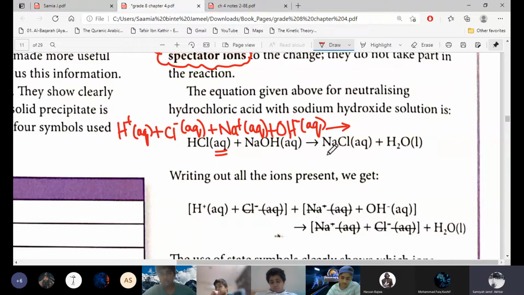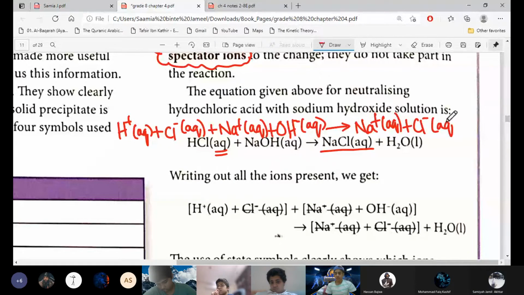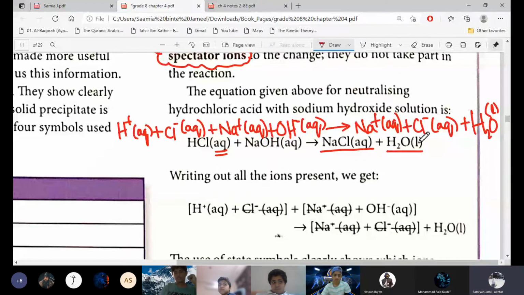After the arrow, NaCl aqueous. It's an ionic compound, so it will split: Na positive aqueous plus Cl negative aqueous. Plus this H2O, it will not split into its ions, so we will write it as it is. Do you know why it will not split? Yes, it's a covalent compound. Very good. It will not split into ions because it's a covalent compound, and we will write H2O liquid.